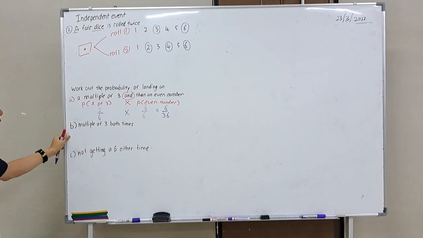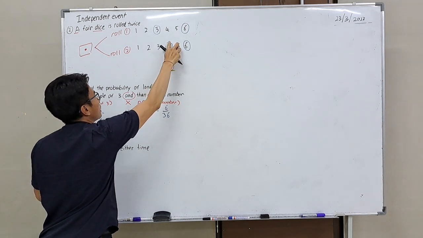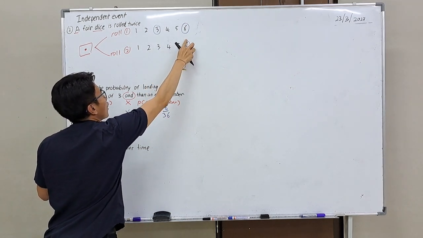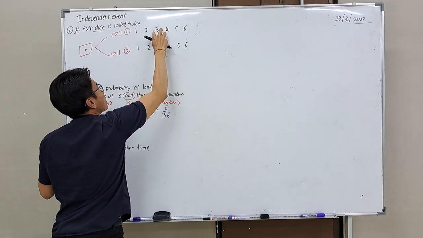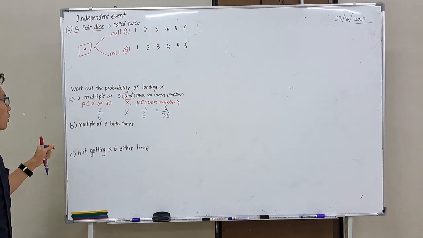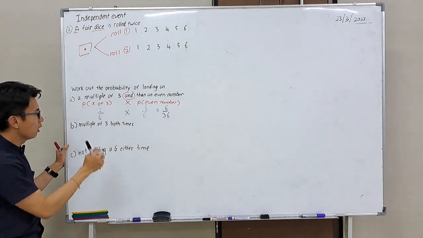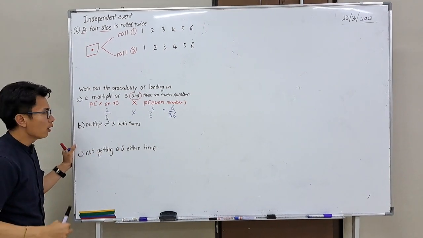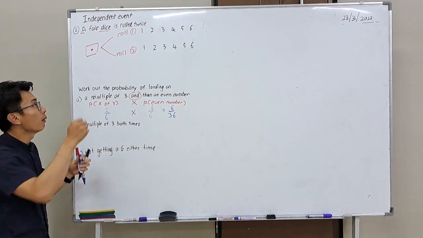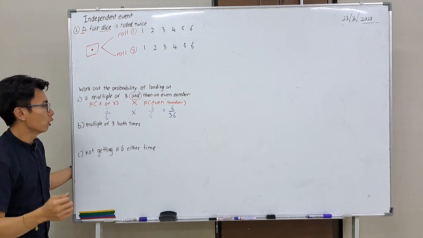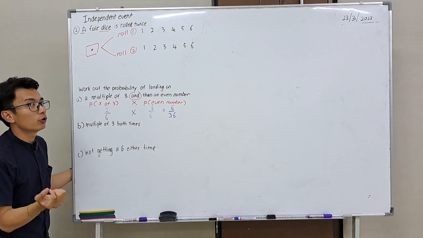Now, here comes the second question. I'm going to erase this because they are interested in another event. They are asking you to work out the probability of rolling a multiple of 3 both times. Multiple of 3 both times means I will roll a multiple of 3 on my first roll, and on my second roll I will roll another multiple of 3.